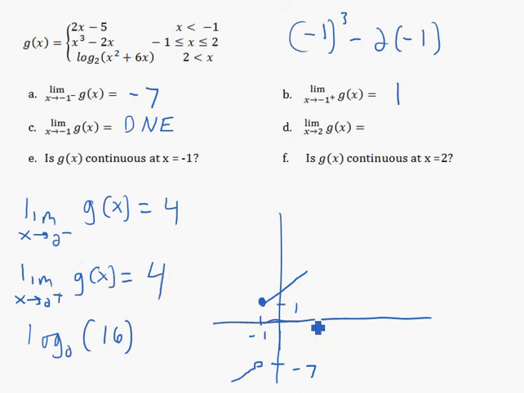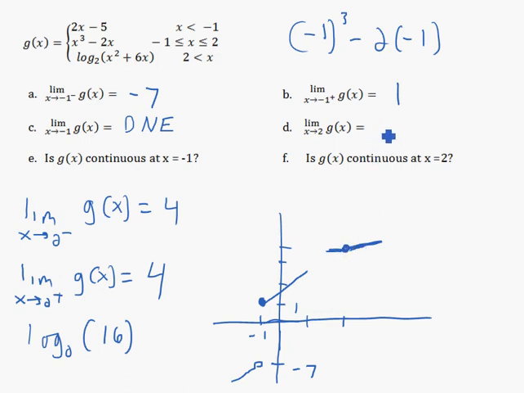Let's check this out: 2, 3, 4. All right, the left side is going to 4, the right side is going to 4, and that means both sides are approaching the same thing. So if I zoom in on my x values, that means I'm going to zoom in on 4 as well. So the limit exists, and it's 4.